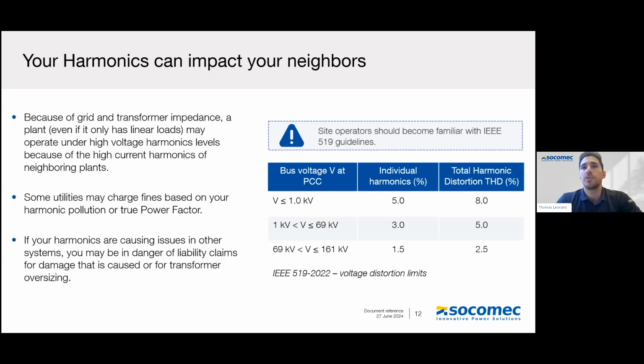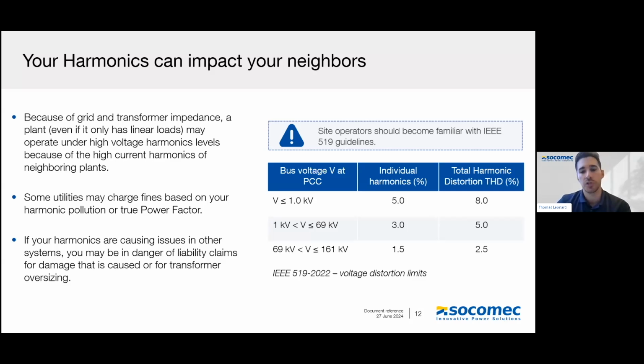There are some guidelines. There's a standard, IEEE 519, that defines voltage distortion limits for low voltage, medium voltage, and high voltage systems. It typically defines this at the point of common coupling. For voltages below 1,000 volts, so low voltage installations, it defines a maximum total harmonic distortion of 8%. Both utilities and customers are supposed to respect this, making sure that the total harmonic distortion at the point of common coupling doesn't exceed 8%.